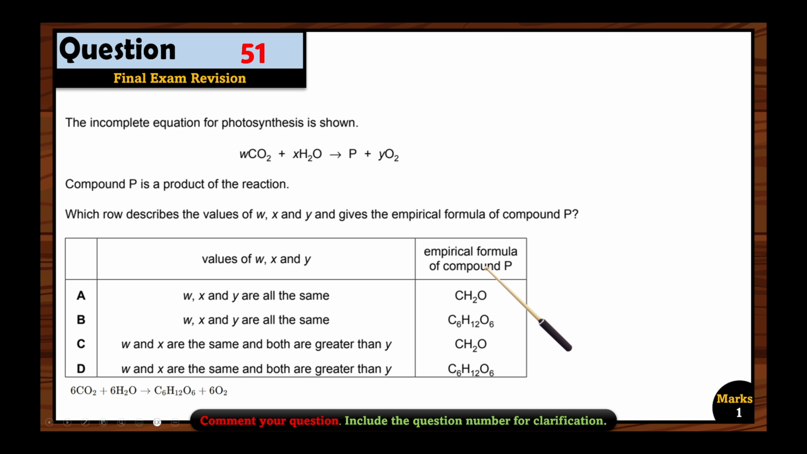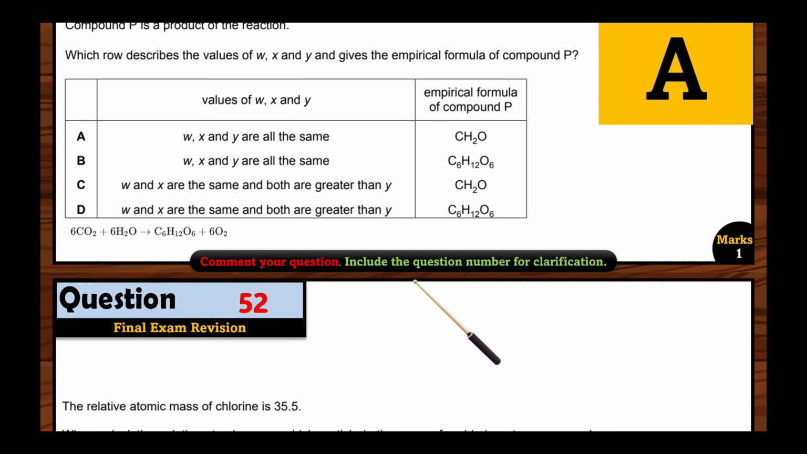It means the simplest whole number ratio. Which one is the smallest number among them? 6. So we can divide everything by 6. What will we get? C1, H2, and O1, right? You cannot further divide this one. This is the simplest whole number ratio for glucose. So CH2O, and this option A is the right option.